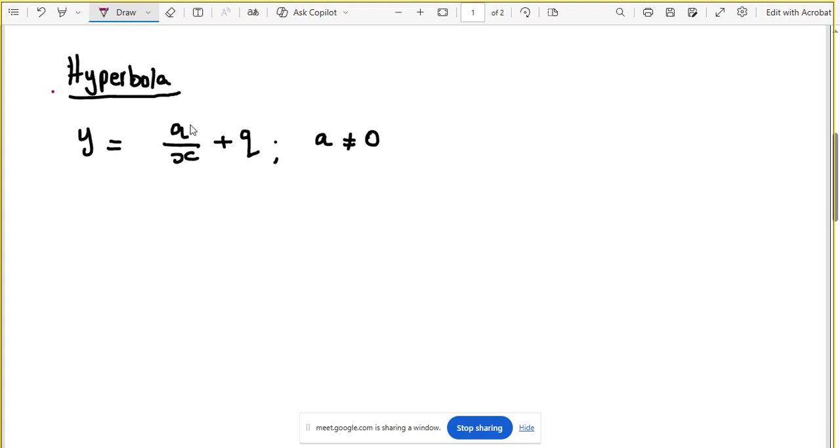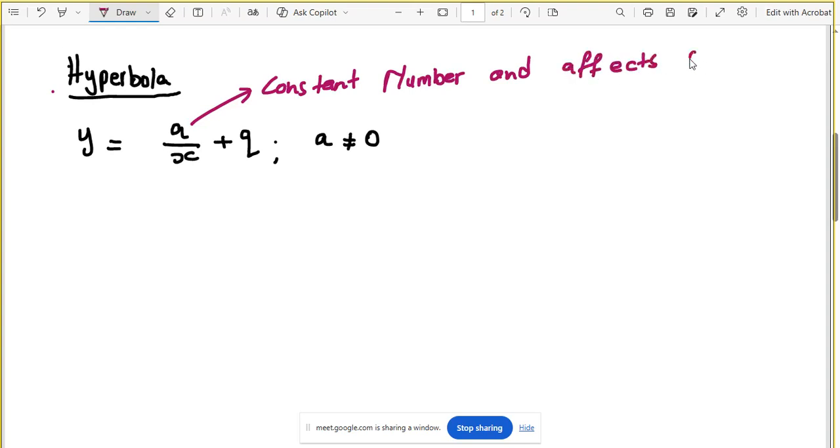So the a, this a here, is what we call a constant. This is a constant number. And not only that, it also affects the shape of your graph. So we use a to know the shape of the graph. It affects the shape. Do you understand? Yes.